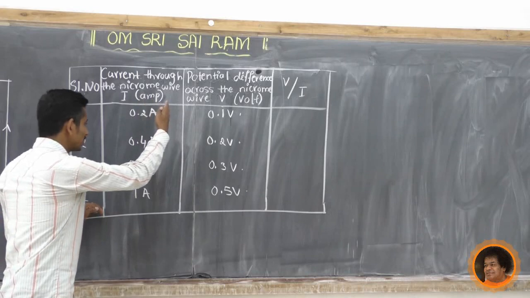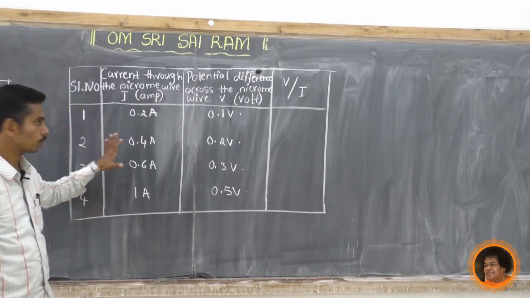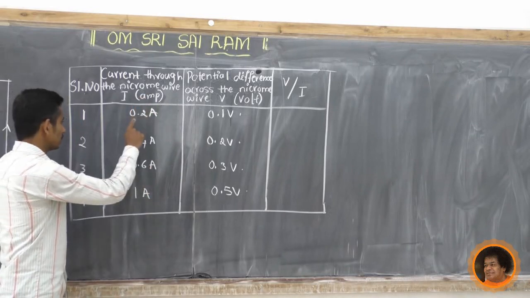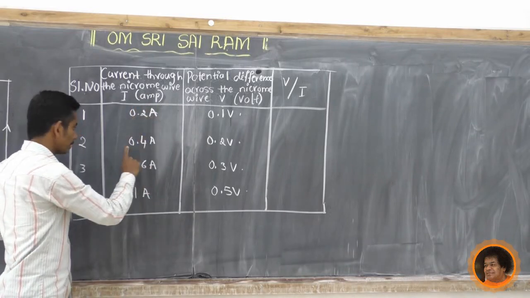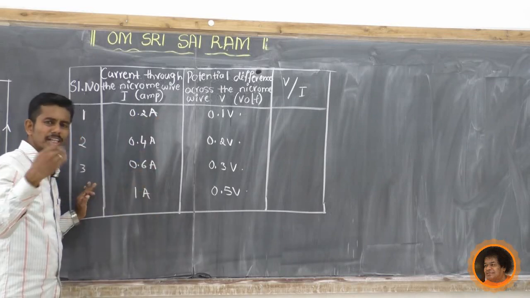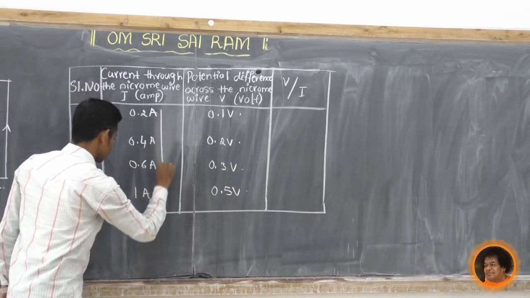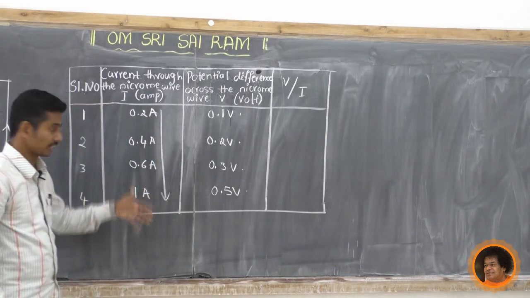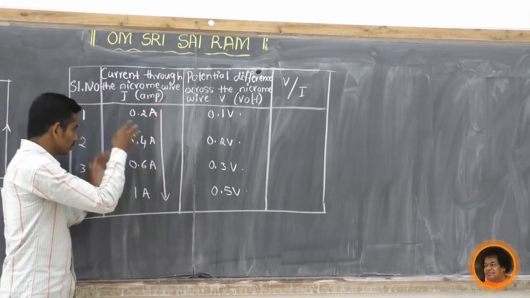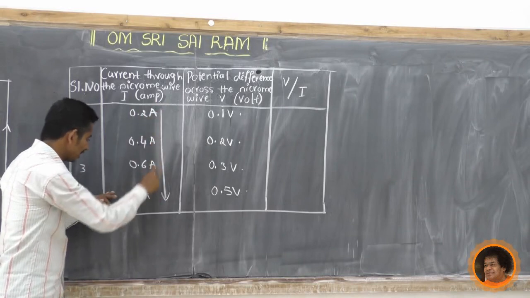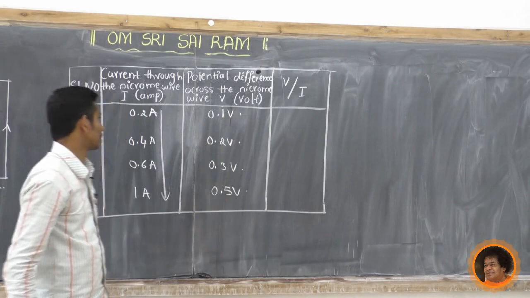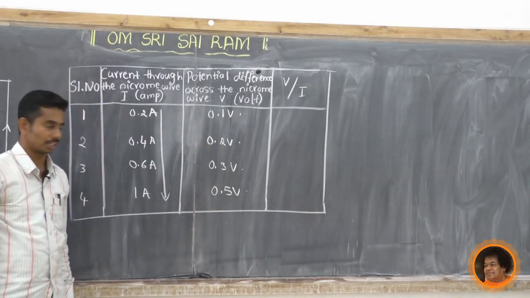Now, what is the relationship between current through the nichrome wire and potential difference across the nichrome wire? If you look at the readings, look at the current: 0.2 ampere, 0.4 ampere, 0.6 ampere, 1 ampere. Is the current increased or decreased? Electric current increased. It is not decreased. So in the circuit, the current is increased from 0.2 to 1 ampere. Now look at the reading of the potential difference across the nichrome wire.